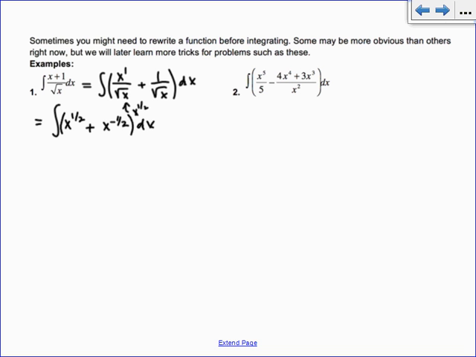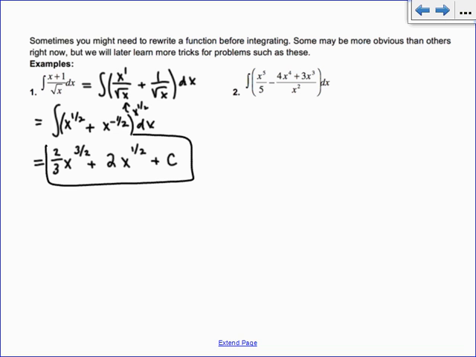So I've gotten it so that it's all just powers of x. So if I add 1 to the power, I get x to the 3 over 2, and I do a 2/3 out front. Add 1 to the power, I get 1/2. 1 over 1/2 is 2 out front, plus c. Okay, so again, it's what we call an indefinite integral. There's no numbers that we're going to plug in. We're just going to have a c on the end.